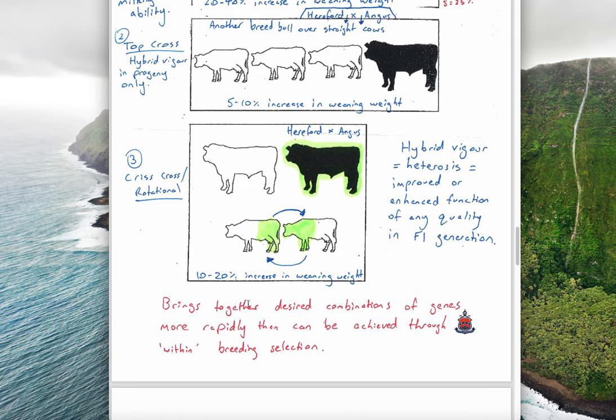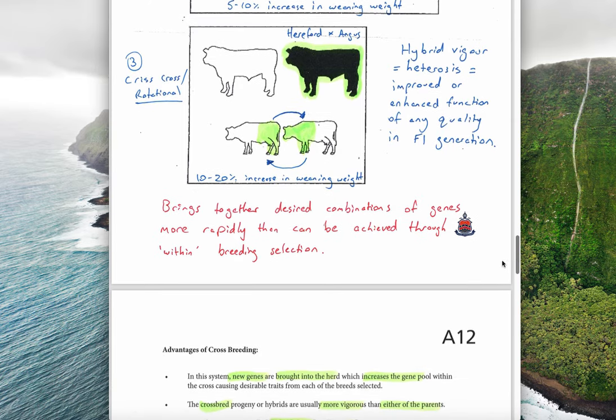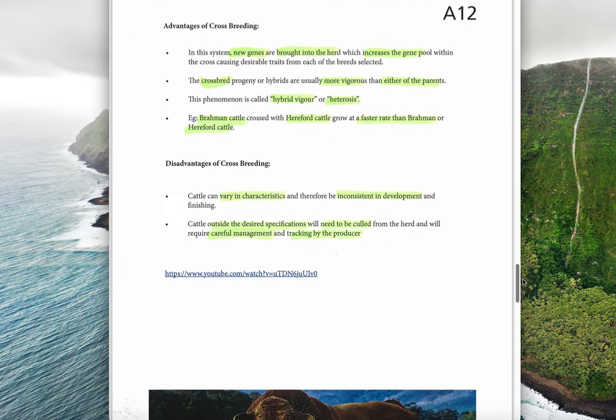So this is a summary of crossbreeding: you're trying to bring together desired combinations of genes more rapidly than can be achieved by breeding animals of the same breed. So if you're just breeding Herefords with Herefords all the time, you're not going to be bringing in any new possibilities or genes. But if you cross a Hereford with an Angus, you can bring in new things that a Hereford doesn't have, like marbling, which we know of and is an easy example.